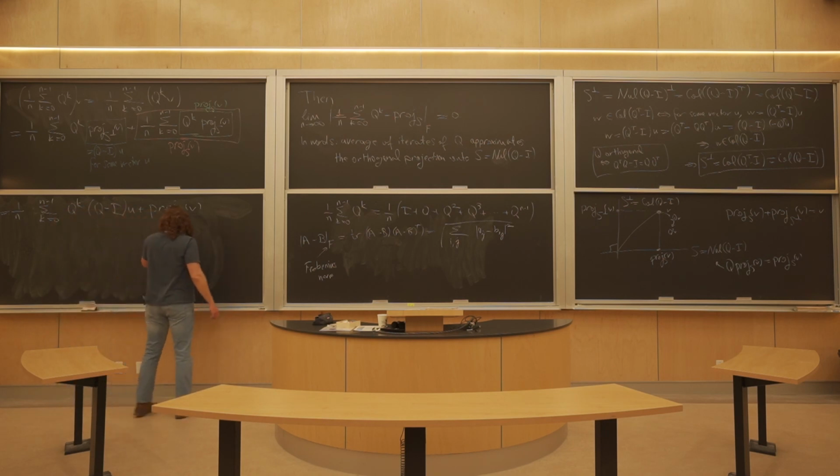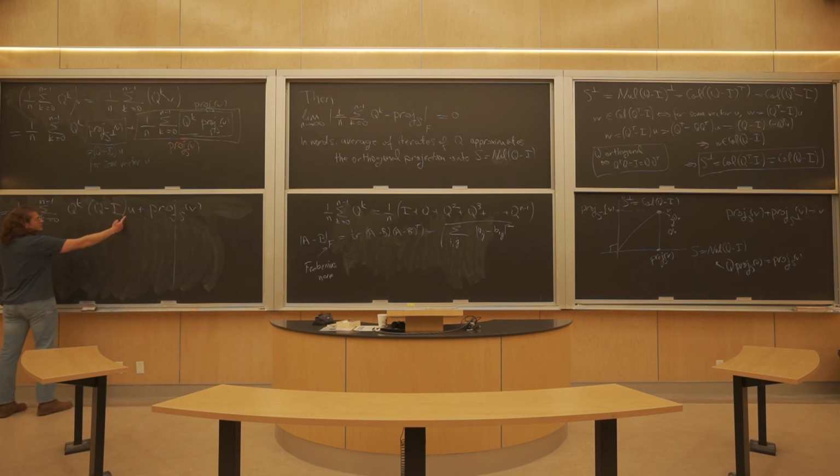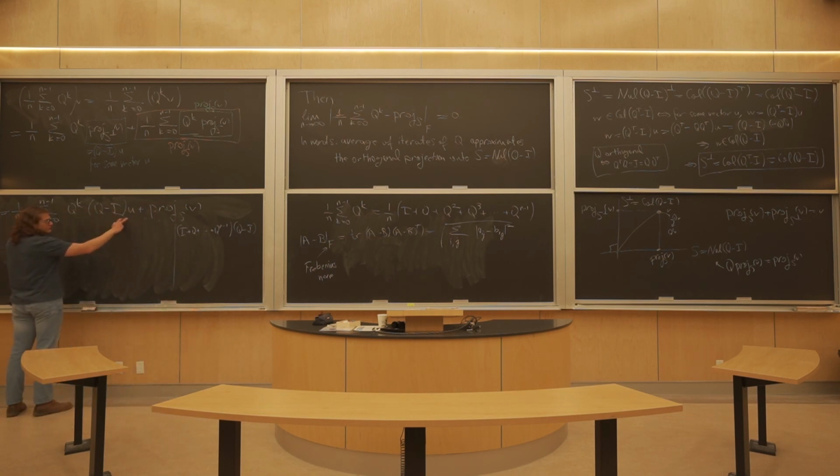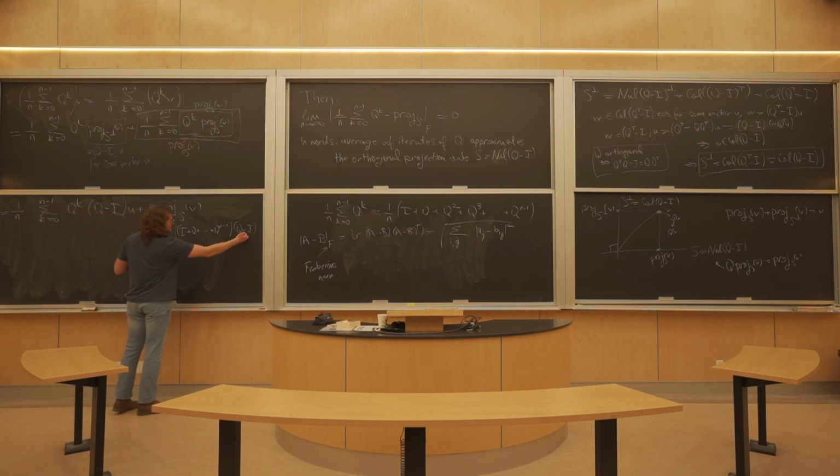I'm just going to write it here. I'm just going to focus on this piece over here. I wrote this matrix, I opened it up, that's what it is. And then if I distribute this and this over this, I get the following. So from this, I get q squared all the way up to q to the n.